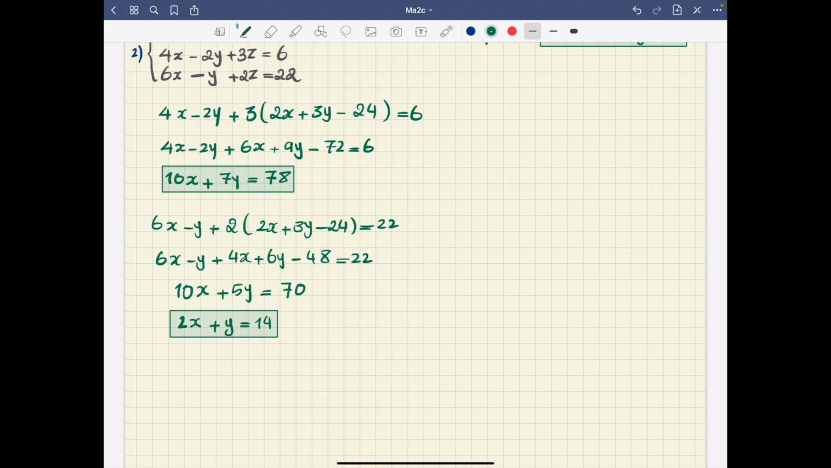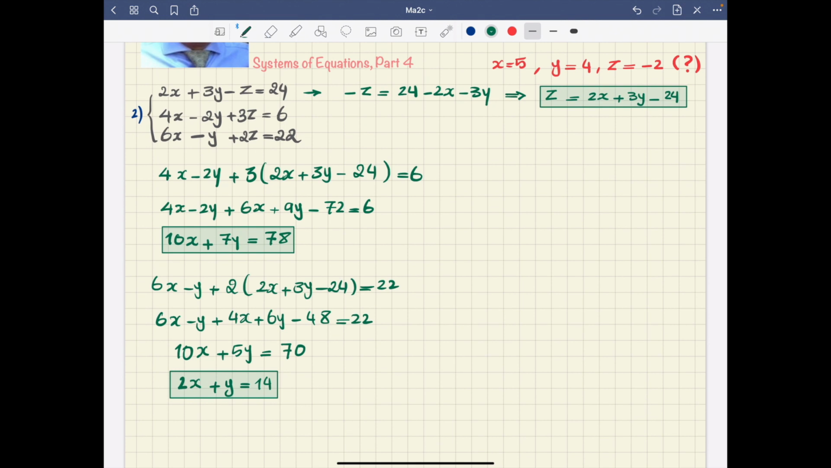Okay, now what I have to do, I go back here and now set up a completely new system, but this time the point is that my system only contains two equations in two unknowns. Yes?